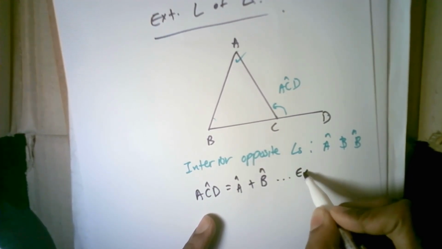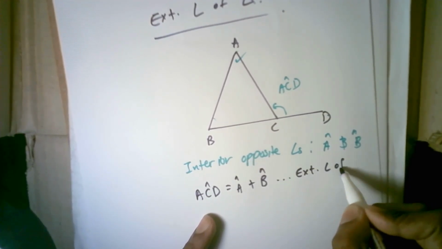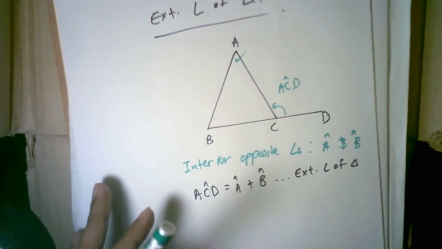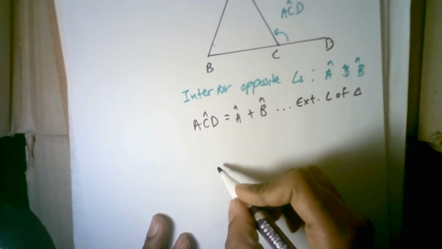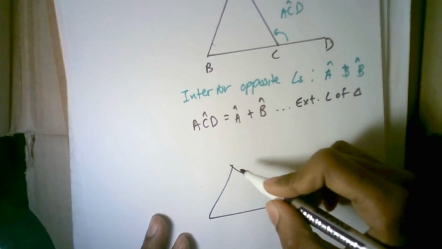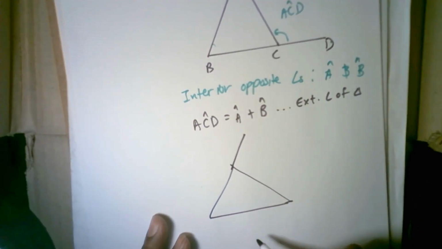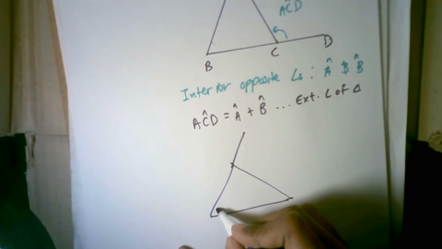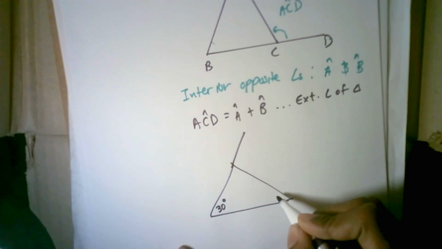So let's look at a quick example of applying this as well. So let's say we have a triangle. I'm just going to use my freehand just to save some time. Right? I have a triangle. I extend one side of the triangle, and let's say this is 30 degrees. And let's say this is 70 degrees, and let's call this x.